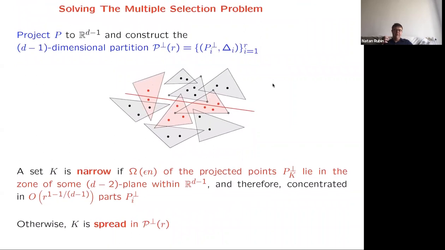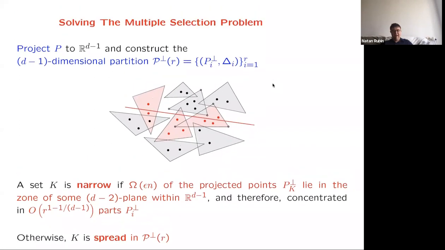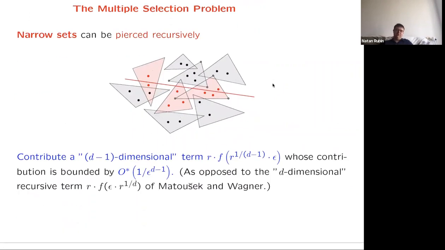So to solve the first problem, to serve our convex sets with only a few vertical lines, we project all the underlying points into dimension D minus one. We construct the simplicial decomposition there, and we say that a convex set is narrow if at least a fixed fraction of its points can be traced in the projection by a D minus two dimensional plane, namely the enclosing simplices will only be crossed by this D minus two dimensional plane. So these points will be concentrated in a certain thin stripe in dimension D minus two, and otherwise the set is called spread.